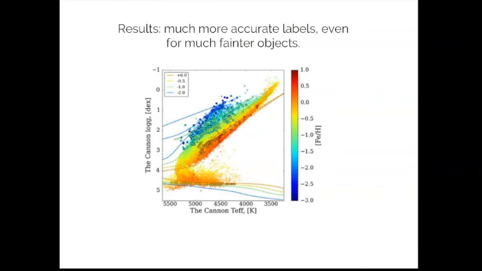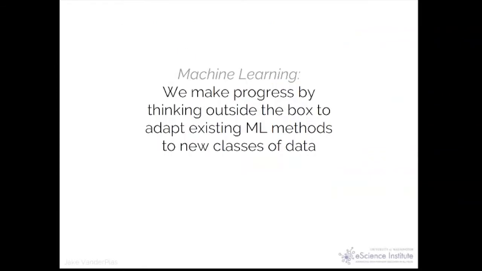So I think this is a really cool way to say, we're going to take a machine learning model that doesn't really work out of the box, and we're going to look at it in a new way in order to apply it to the types of data that we see in astronomy. So we can make progress, I think, in machine learning by thinking outside of the box in this way and adapting these methods from other fields to the specific circumstances of astronomy.